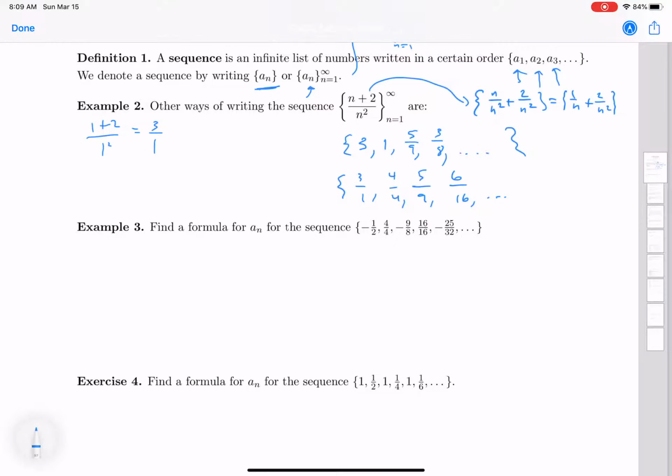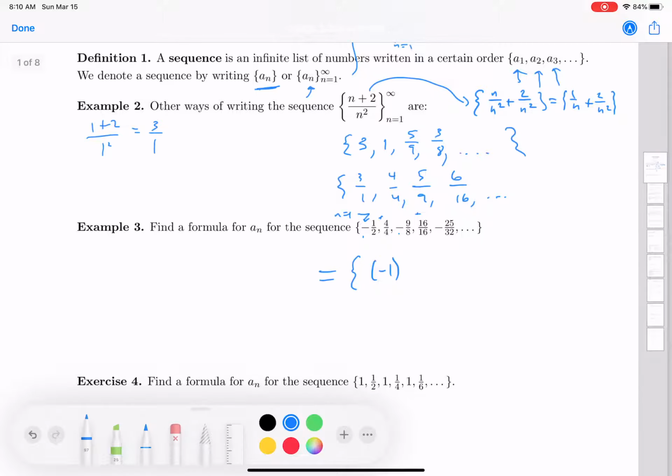So in this above example, example 2, I gave you a formula and you had to come up with what the sequence looks like. And for example 3, we're given a sequence and now we have to come up with the formula. So I noticed a couple of things. The first thing is it's going negative, positive, negative, positive, back and forth. Anytime you see that, it's what we're going to call an alternating sequence. And you can make it alternating by doing a -1 to the n power or to the n plus 1 power.